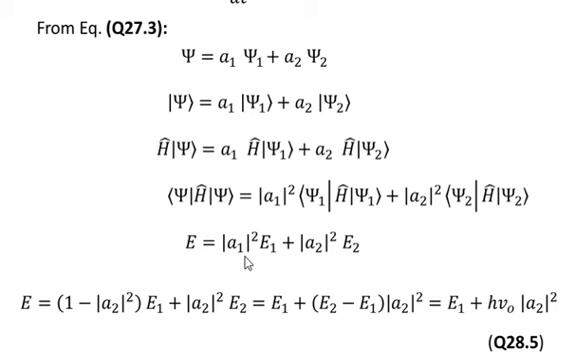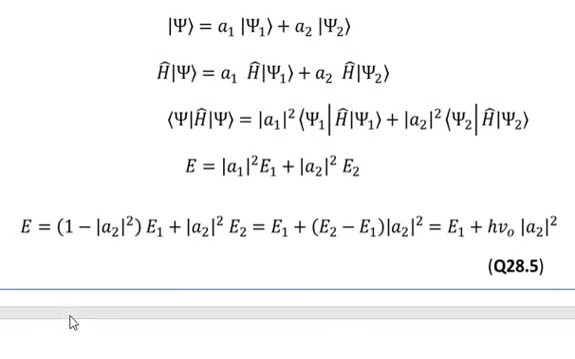Now we can express this expression in terms of |A2|^2 only. So the last expression can be written as E is equal to, where |A1|^2 can be written as 1 minus |A2|^2, because the total probability, that is |A1|^2 plus |A2|^2, is equal to 1. So using that expression I have replaced |A1|^2 by 1 minus |A2|^2.